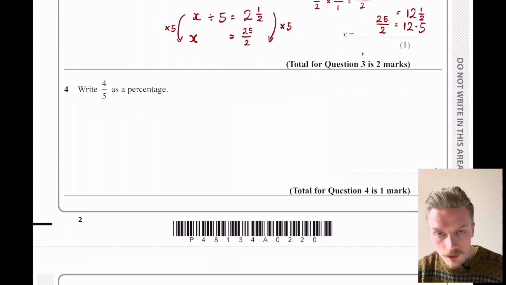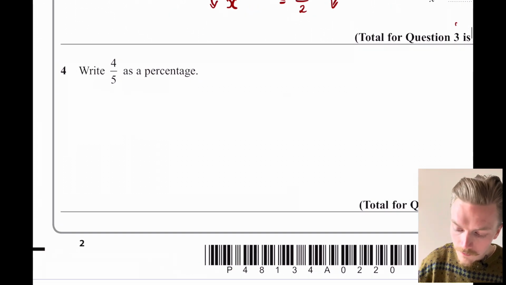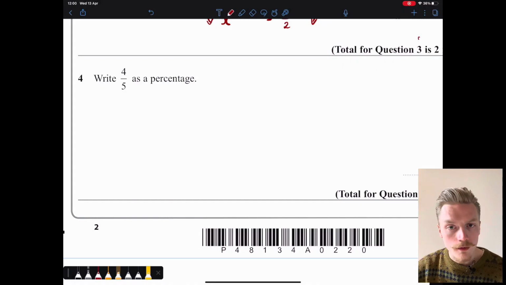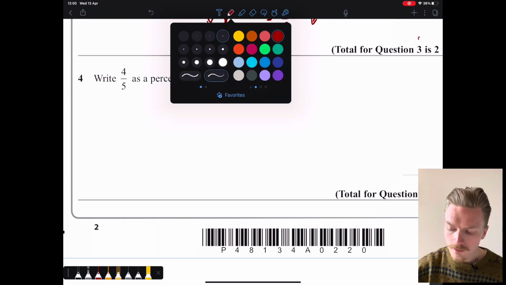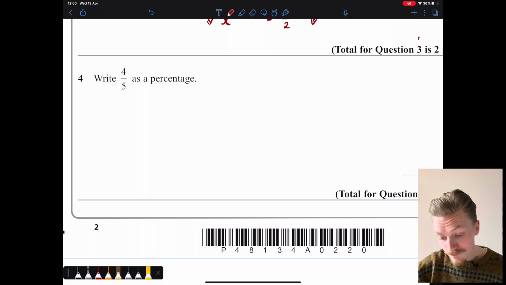Question 4, the final question of the first page, that all-important first page. Write 4/5 as a percentage. Hello, sorry about that. My pencil cut out, so I couldn't write on the screen anymore. So I've just refreshed it and it seems to be back up and running. We're on question 4, write 4/5 as a percentage.